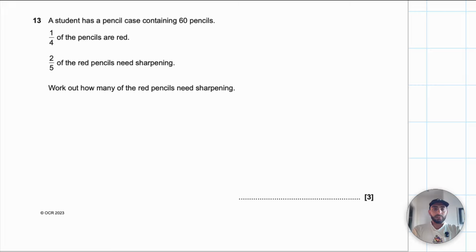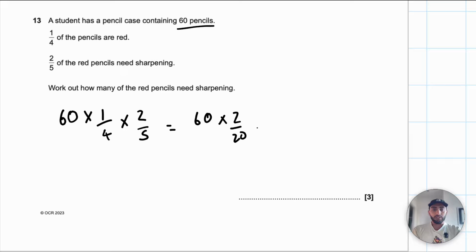Question 13. A student has a pencil case containing 60 pencils. 1/4 of the pencils are red and 2/5 of the red pencils need sharpening. Work out how many of the red pencils need sharpening. So we're trying to find first 1/4 of 60. You could write that as 60 multiplied by 1/4, which is the same as 1/4 of 60. And then we're going to find 2/5 of that answer. Instead of finding 1/4 first and then 2/5, we can do it all in one go, multiplying by 2/5 next. 1 times 2 is 2, 4 times 5 is 20, so that's 60 times 2 over 20, which is the same as 1 over 10. So 60 times 1/10 is 6.